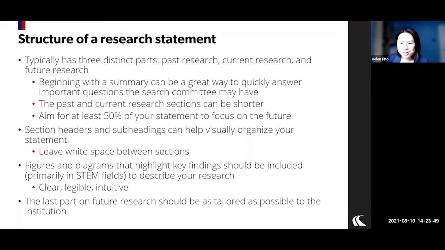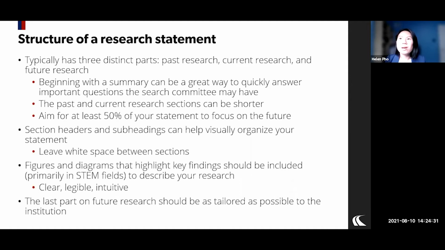So I'm going to finish the slide, and I see a really good question in the chat that I'll get to. In terms of the structure of a research statement, it's always great to have section headers and subheadings, which can help visually organize your research statement so that it's easy on the eyes. I would always recommend having some white space between the sections so that they are really distinct. And for those of you in STEM fields, figures and diagrams that highlight your key findings should also be included as you describe your research. What's important to keep in mind is that they are clear, legible, and intuitive.